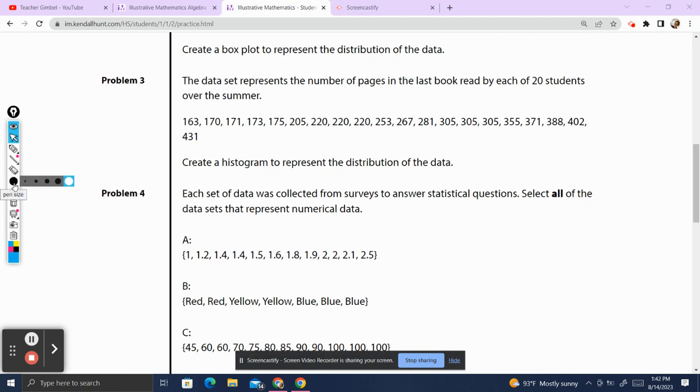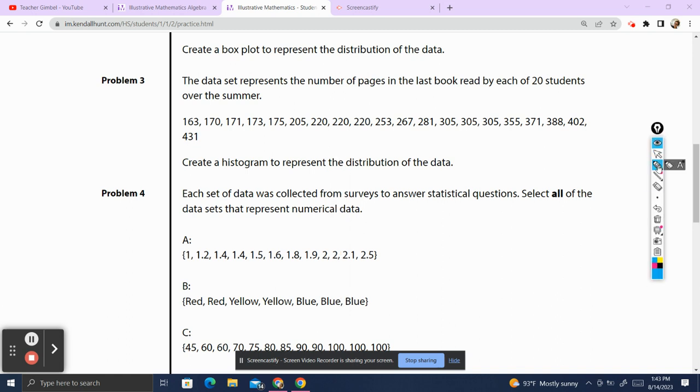We got this. So, the data set below represents the number of pages in the last book read by each of 20 students over the summer. We have the set of data. Create a histogram to represent the distribution of the data. So the first thing I'm going to do is situate myself with my data. Let's move my pen over so we have space here. I see that we start at 163 and we go up to 431.